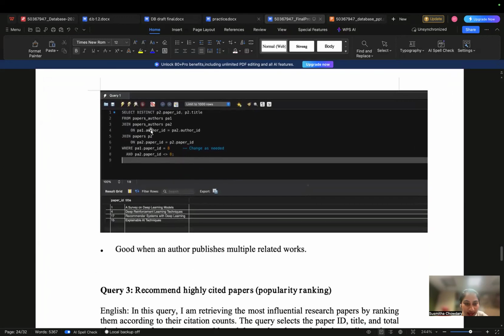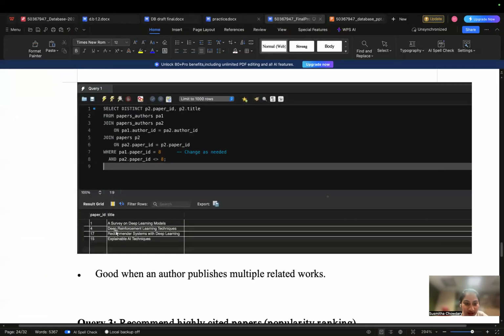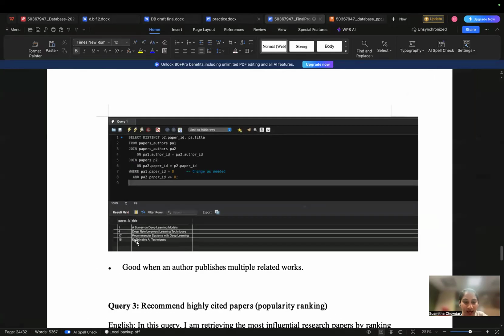This is the query that I have run, and these are the results I got. All the things related to AI, that is deep learning and deep reinforcement learning, and related AI techniques.